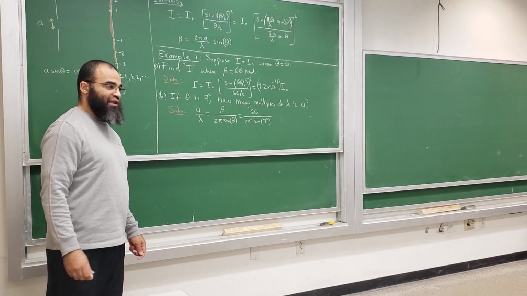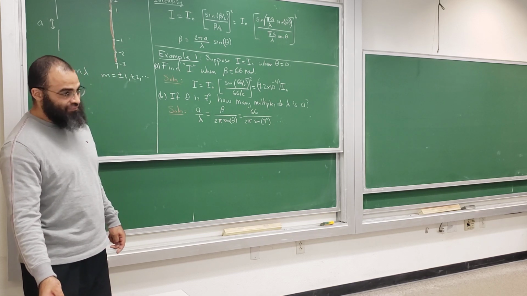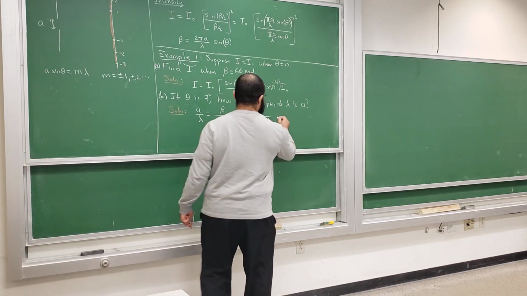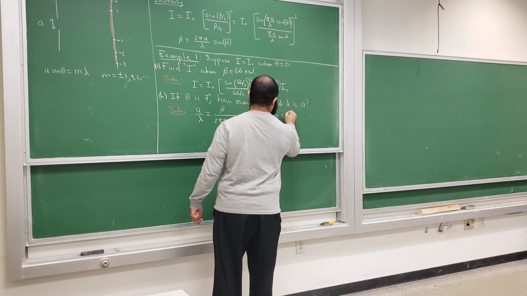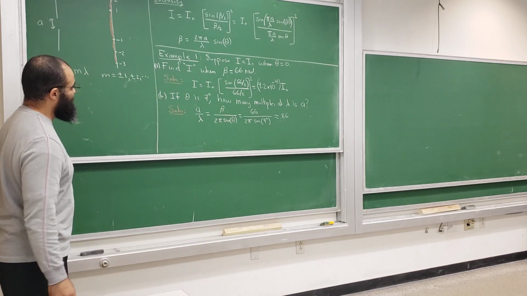And if you plug it in, you will get a number. 86.2. So that number happens to be about 86. So A is about 86 times lambda.